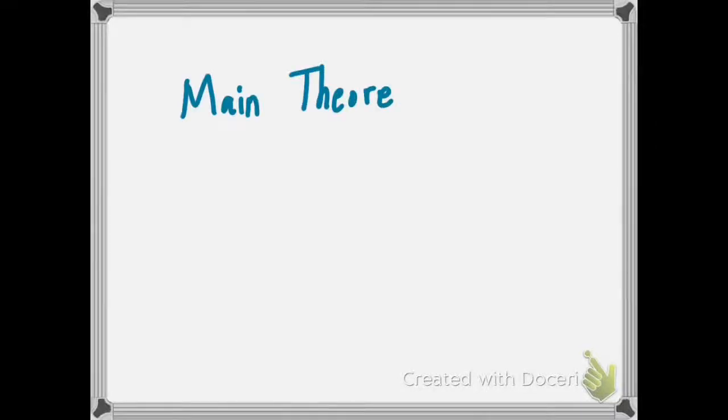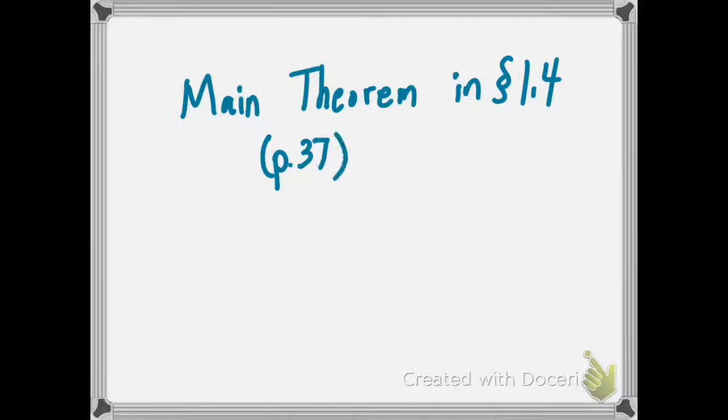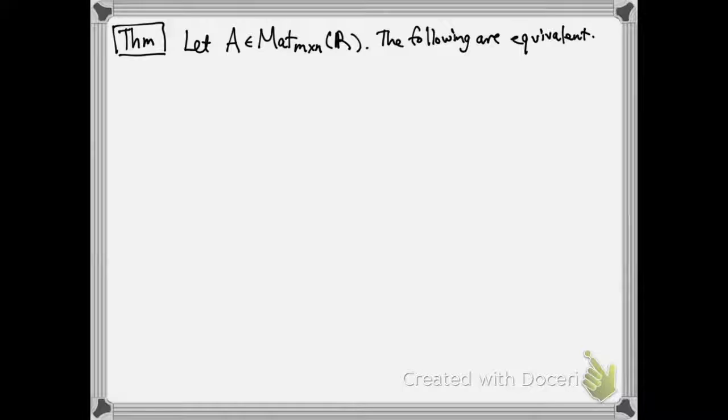So let's go through the proof of the main theorem in 1.4. This is on page 37 of the text. So the theorem says, suppose you have a matrix A, an m by n matrix, then the following statements are equivalent.